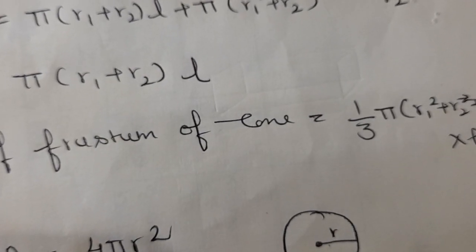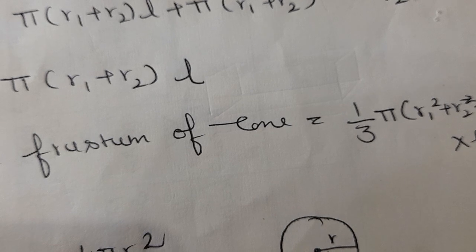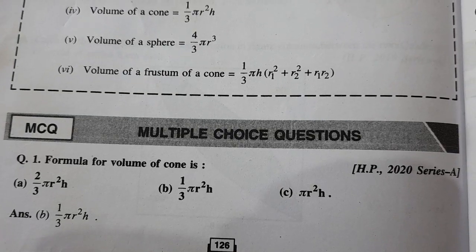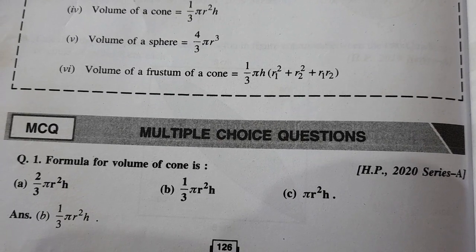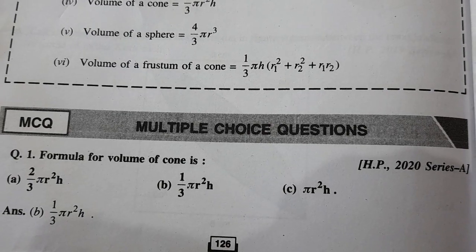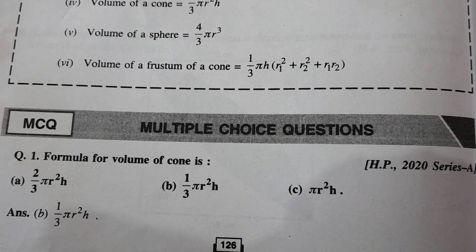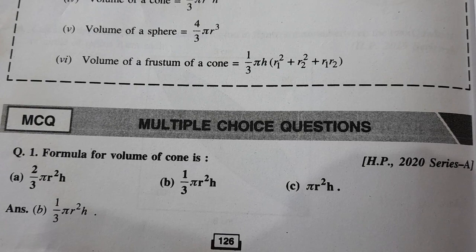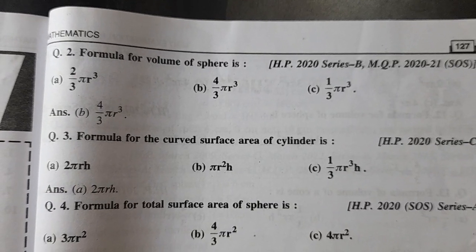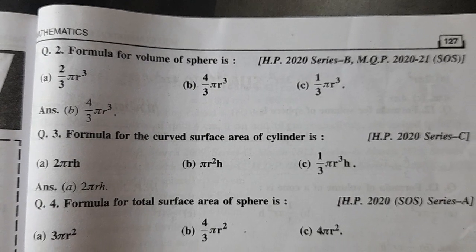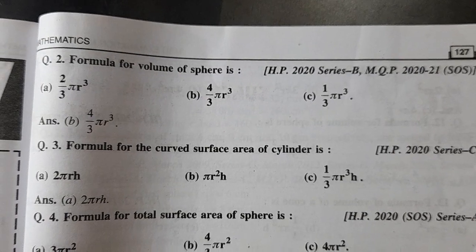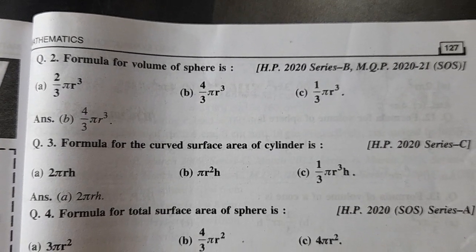After these formulas, we are going to do some MCQs related to this chapter. Now, our first MCQ question is: the formula for the volume of the cone. The right option is option B, that is 1 over 3 pi r square h. Our second question is: the formula for the volume of the sphere. We know that the formula is 4 by 3 pi r cube. The right answer is option B.